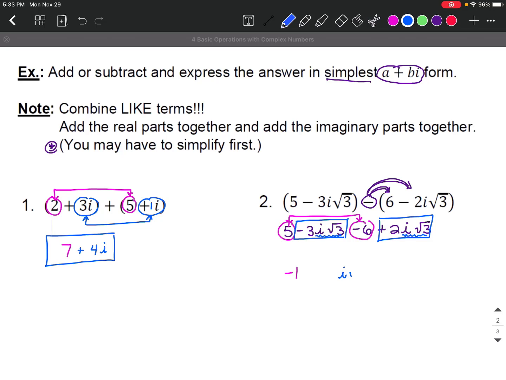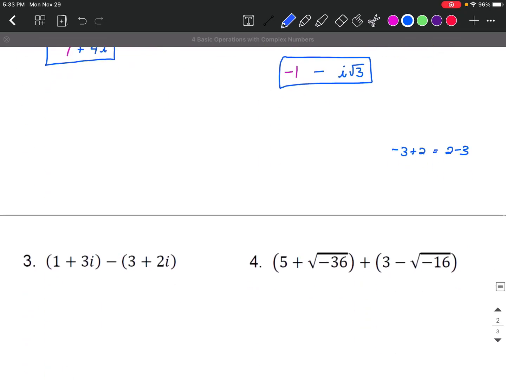So I know I'm going to have an i radical 3 in my answer. Well, how many do I have? I have -3 plus 2, which remember, negative 3 plus 2 is the same as 2 minus 3, whichever is easiest for you to do. 2 minus 3 is negative 1, so I don't even have to write the 1. It's just minus i radical 3. There we go. Let's try another.